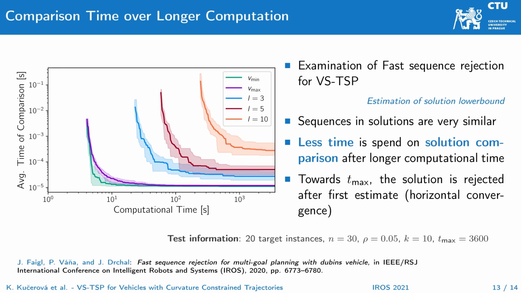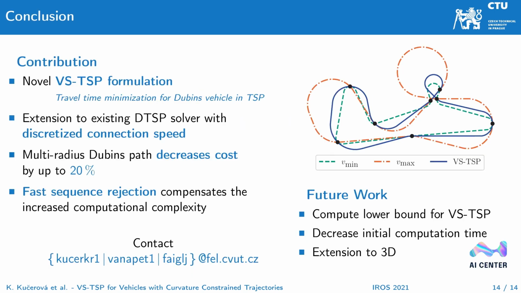To conclude our work, we proposed the variable speed traveling salesman problem formulation, which aims to minimize the travel time instead of tour length while considering the motion constraints of the vehicle. The proposed solution takes advantage of the existing Dubins TSP solver and extends the discrete samples with the speed samples instead of only the heading angles. This modification allows the employment of the multi-radius Dubins path.